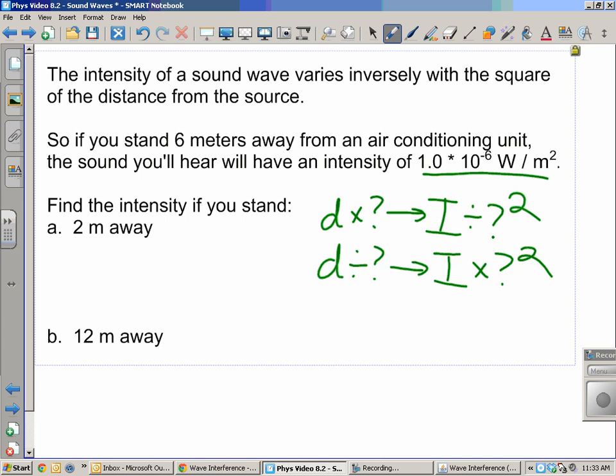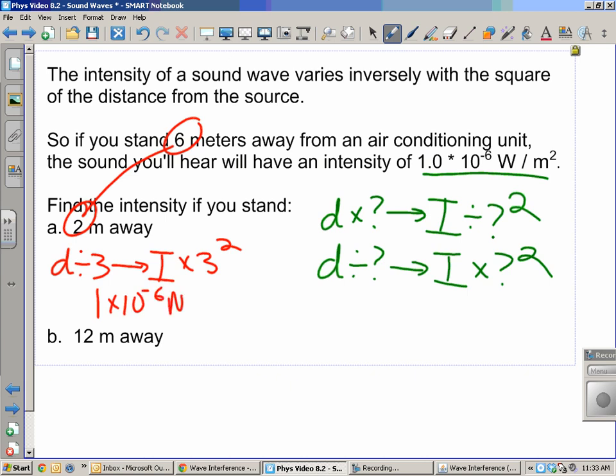So in this first example over here, our distance went from 6 down to 2. So the distance got divided by 3. That means my intensity is going to get multiplied by 3 squared. So I would take my original intensity of 1 times 10 to the negative 6th watts per square meter and multiply it by 9, 3 squared. So I'm going to get an intensity of 9 times 10 to the negative 6th watts per square meter.